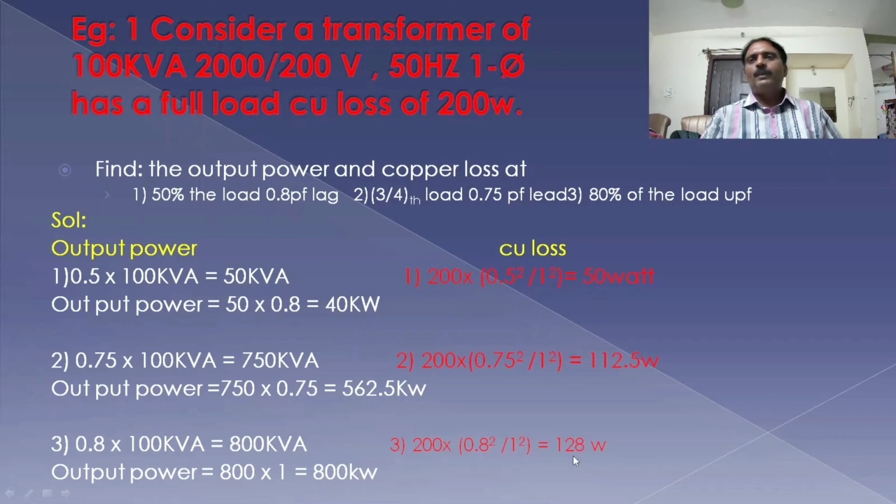Okay, and come to the case of the calculation of copper loss. Here the denominator remains the same because we know the copper loss at full load, hence in the denominator we will have 1 square, and in the numerator we have to consider the load at which we have to find out the copper loss, that is 80% means 0.8 square. So 200 multiplied by 0.8 square by 1 square, which will give us a value of 128 watts.